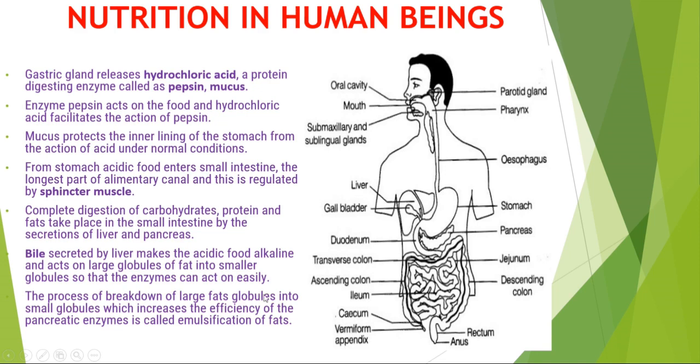Now the process of breakdown of the large fat globules into small globules, which increases the efficiency of the pancreatic enzymes, is called the emulsification of fats. The breaking down of large fat globules into small fat globules, so that the pancreatic enzymes can work on them easily, is known as the emulsification of fats.